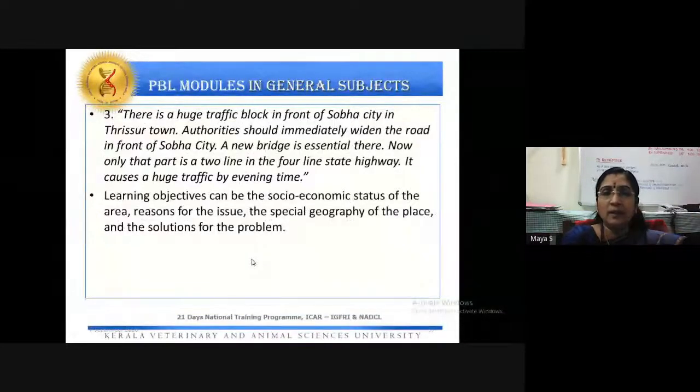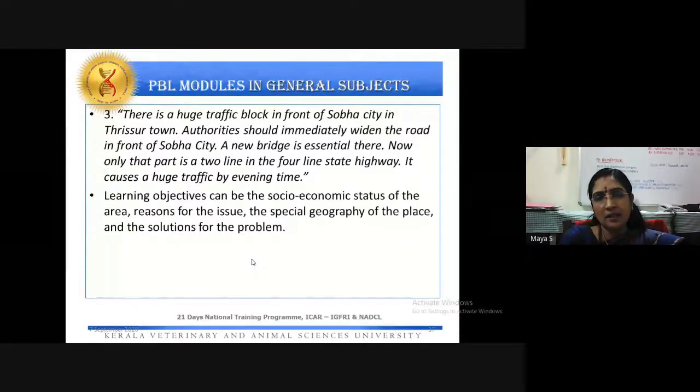Okay, now another example. See, I'm narrating only general problems because it is a heterogeneous group. Suppose recently, in some places, there were huge traffic blocks. For example, near Shoba City in Thrissur town, there was a traffic block, and we had very much difficulty because that is situated on the way to Guruvayur, a very busy temple, and also to Kozhikode. Okay, so Calicut.